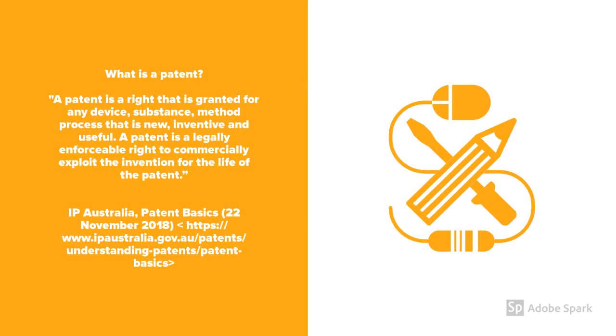According to IP Australia, a patent is a right that is granted for any device, substance, or method process that is new, inventive, and useful. A patent is a legally enforceable right to commercially exploit the invention for the life of the patent. Section 18 of the Commonwealth Patents Act of 1990 sets out two types of patents.